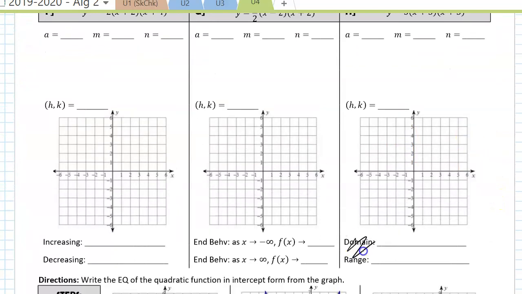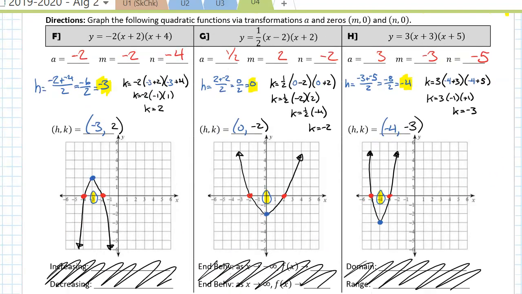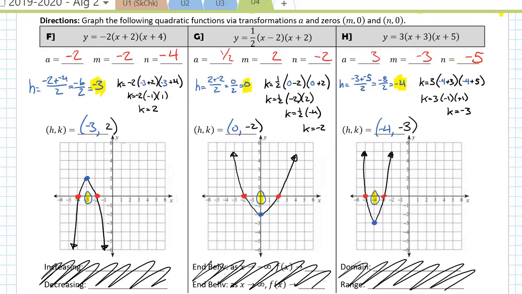We can ignore the information on the bottom here. Why don't you go ahead and take a moment and see if you can graph those. And here are our graphs for examples F, G, and H.